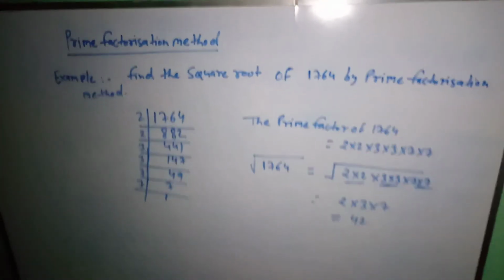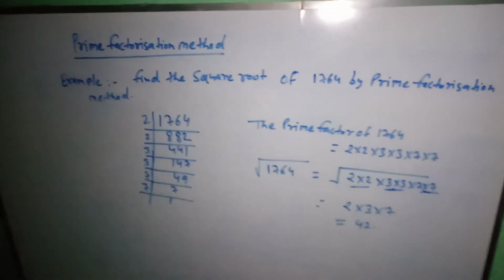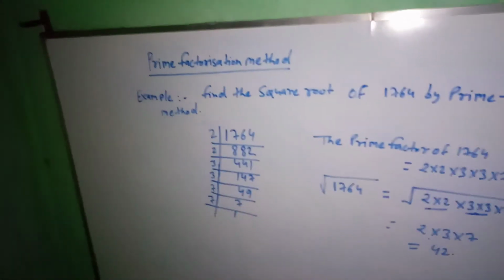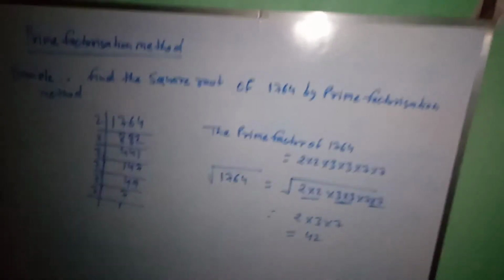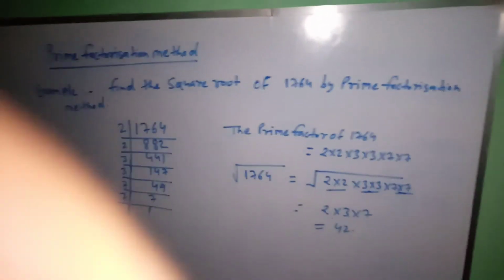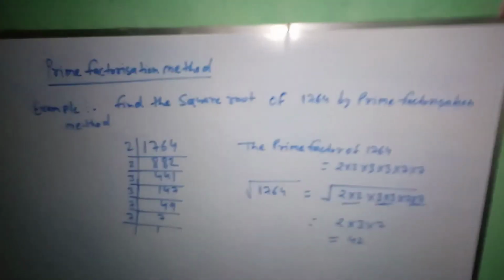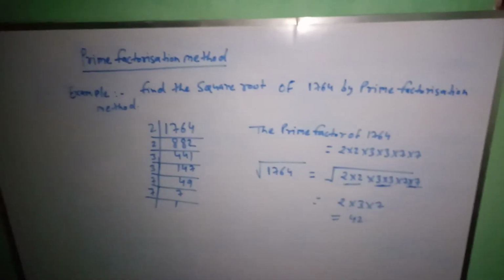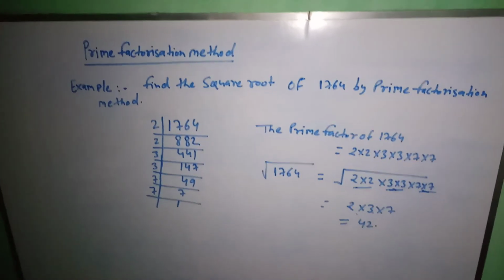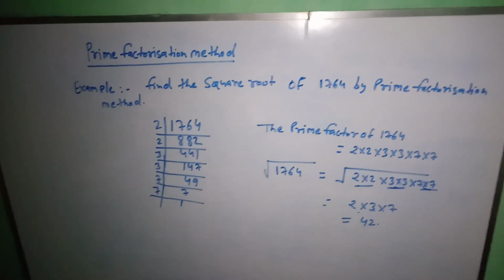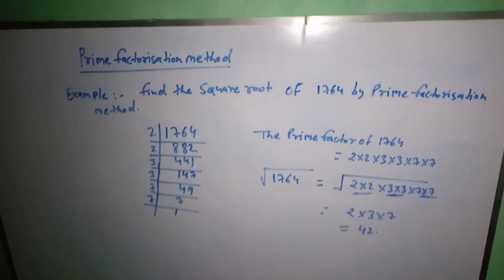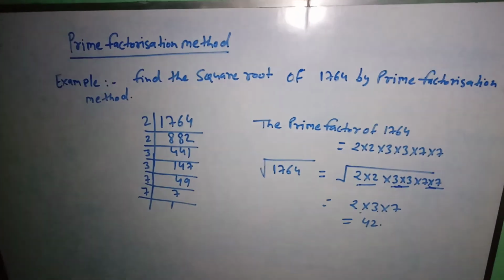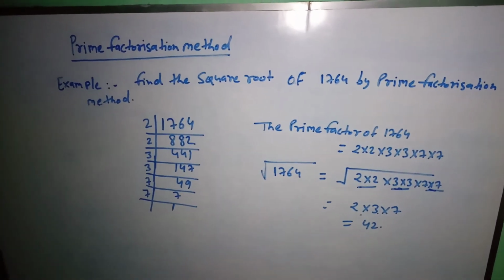So these are the methods. The first method is the repeated subtraction method. The second method is the prime factorization method. And in the next topic, we will learn about the long division method. Understood? Thank you.